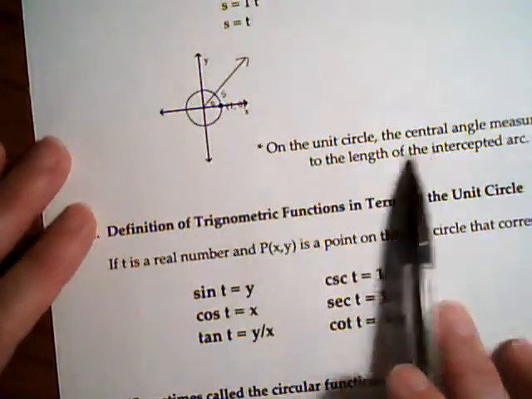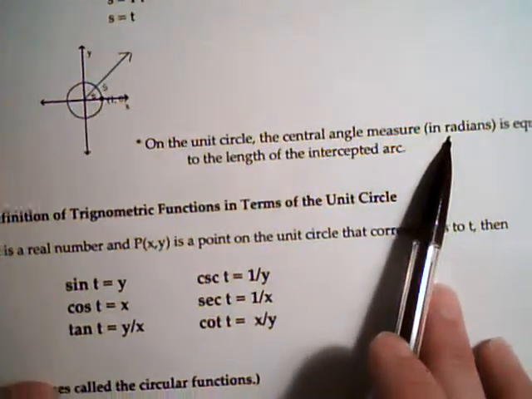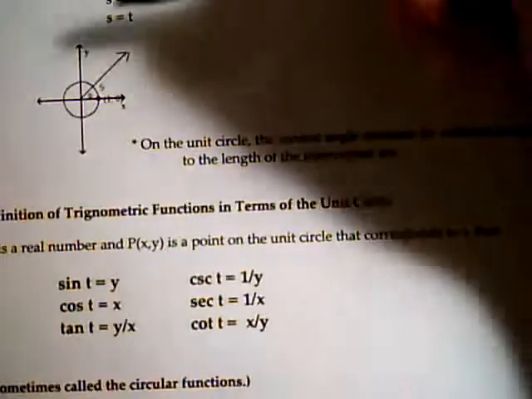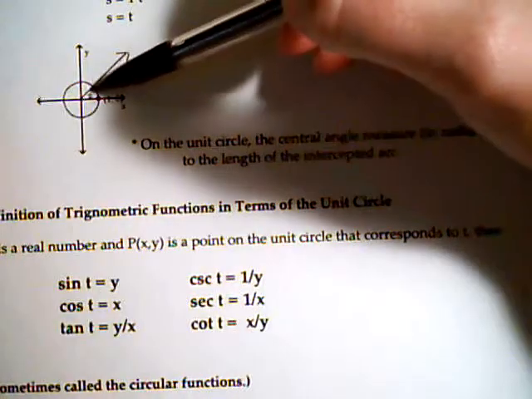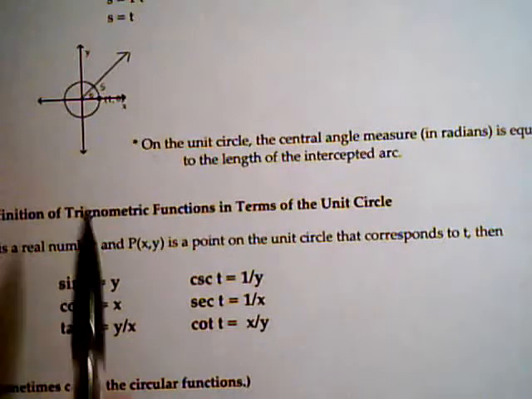So this just means the statement I have written out here on the handout: on the unit circle, the central angle measure in radians is equal to the length of the intercepted arc. So whatever the length of the arc is also the measure of the angle in radians if you are on a unit circle.